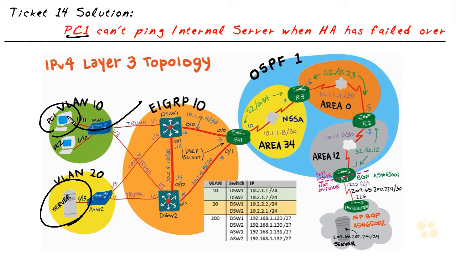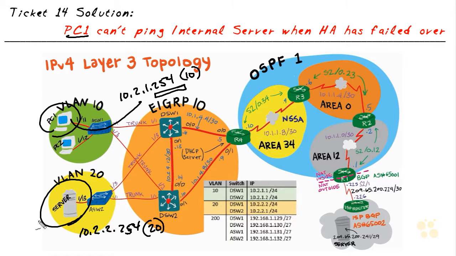have PC1 using a default gateway of 10.2.1.254, which is the IP address that's going to be supported by the active router for that HSRP group number 10. And we're also going to want to have the server use 10.2.2.254 as its default gateway, which is the IP address being supported by HSRP group 20 on the VLAN 20 subnet. So here's what I recommend.